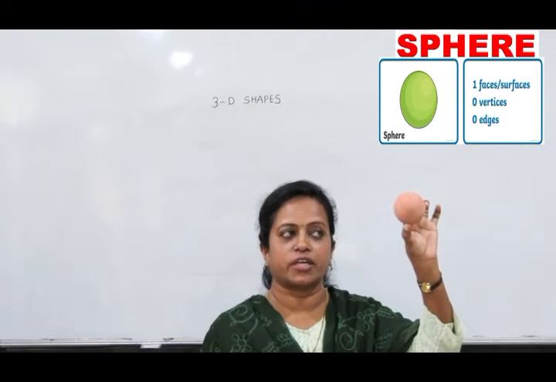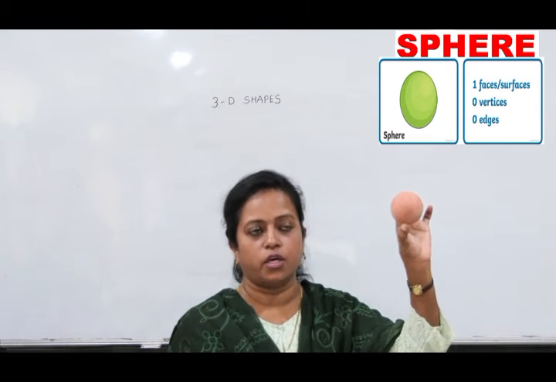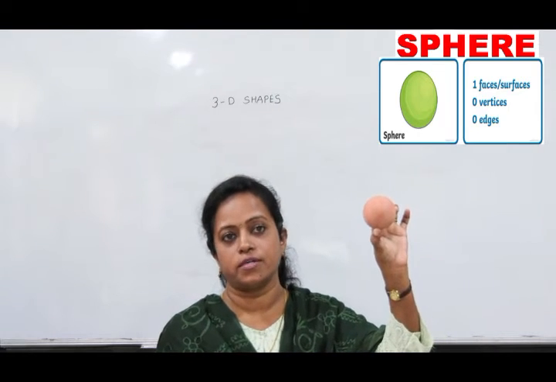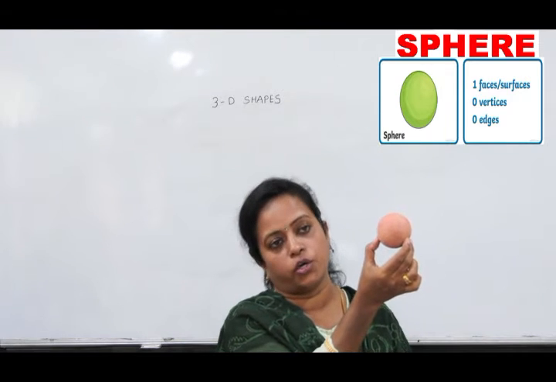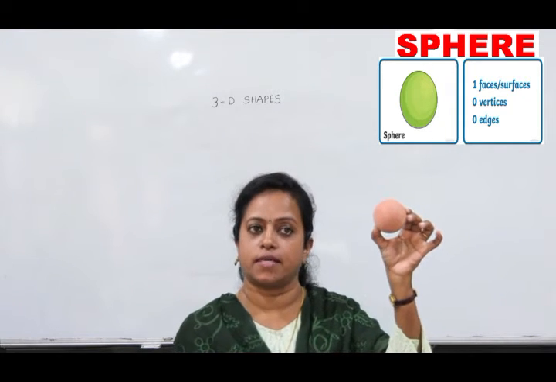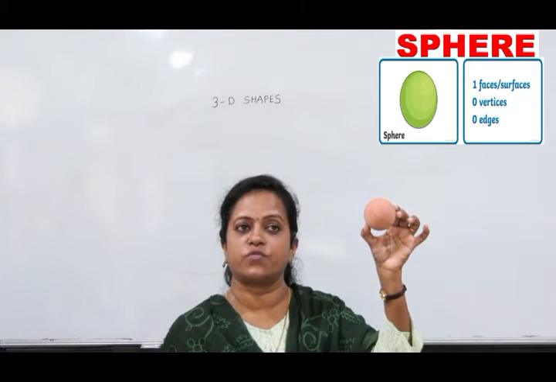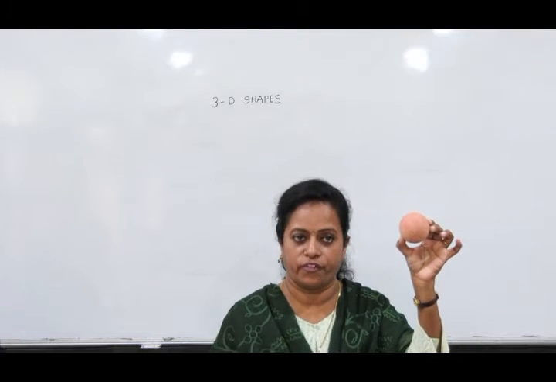What about the edge? Can you observe any edge here? No, there is no edge for a sphere. What about vertex? Are there any corners in a sphere? No, there are no corners in a sphere. So you can say that a sphere has only one face.